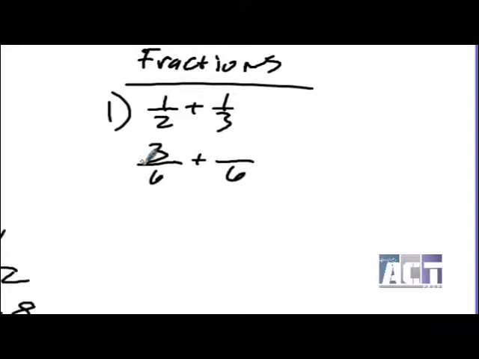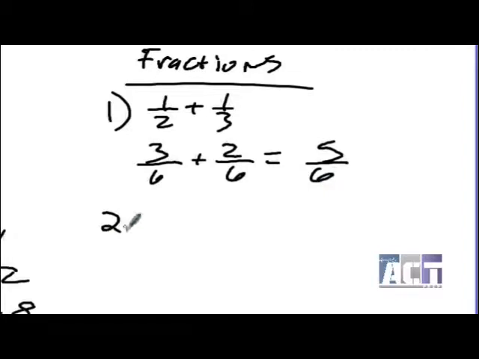For 1/3, what times 3 gives you the 6 on the bottom? That would be 2. So you get 2 over 6. Therefore, all you have to do now is add the numbers on top, get 5, and keep the denominator of 6.